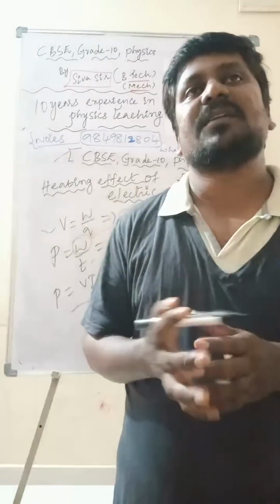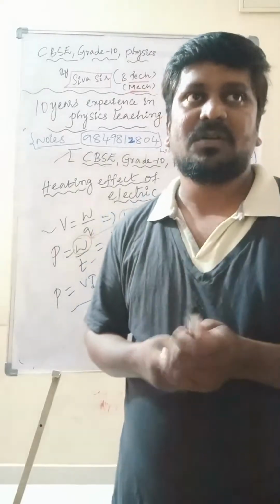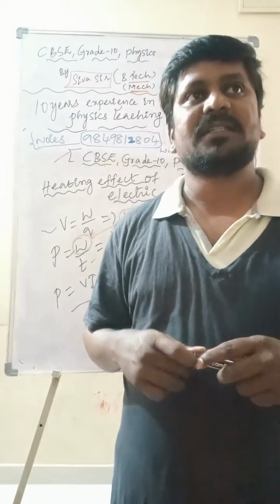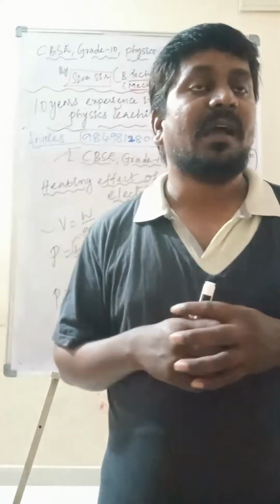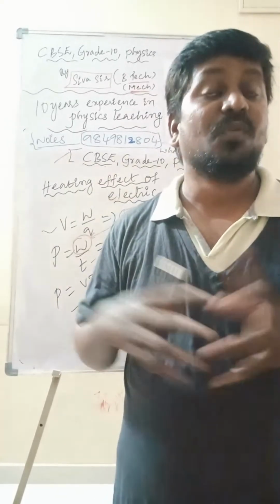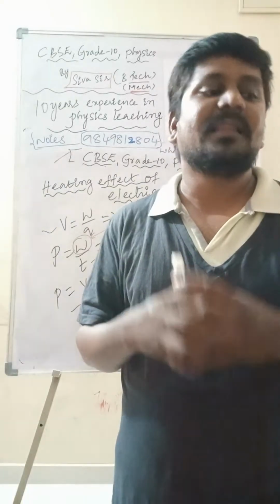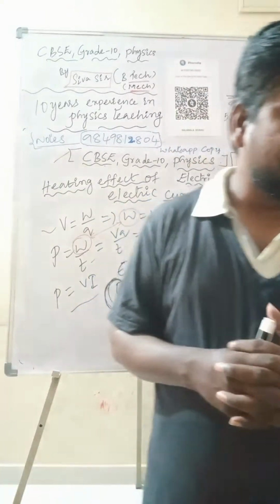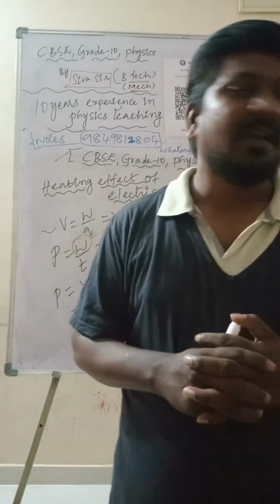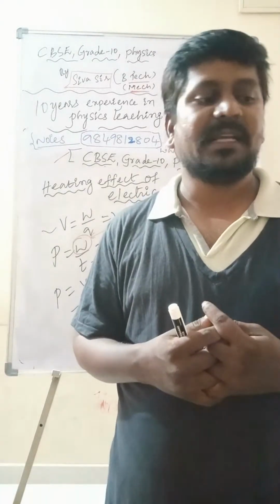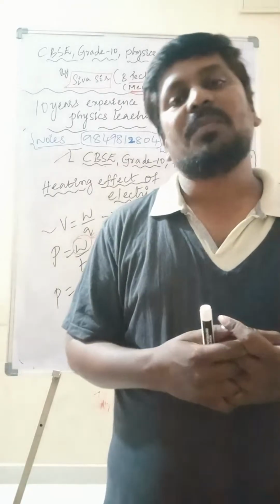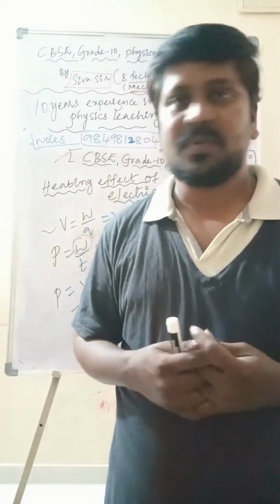So applications of heating effect of electric current. Where are we using these applications? Electrical kettle, electrical oven, iron box, and room heaters. Like this we can say, these are all examples we can take. Next, practical applications, and related to this, problems they will ask.